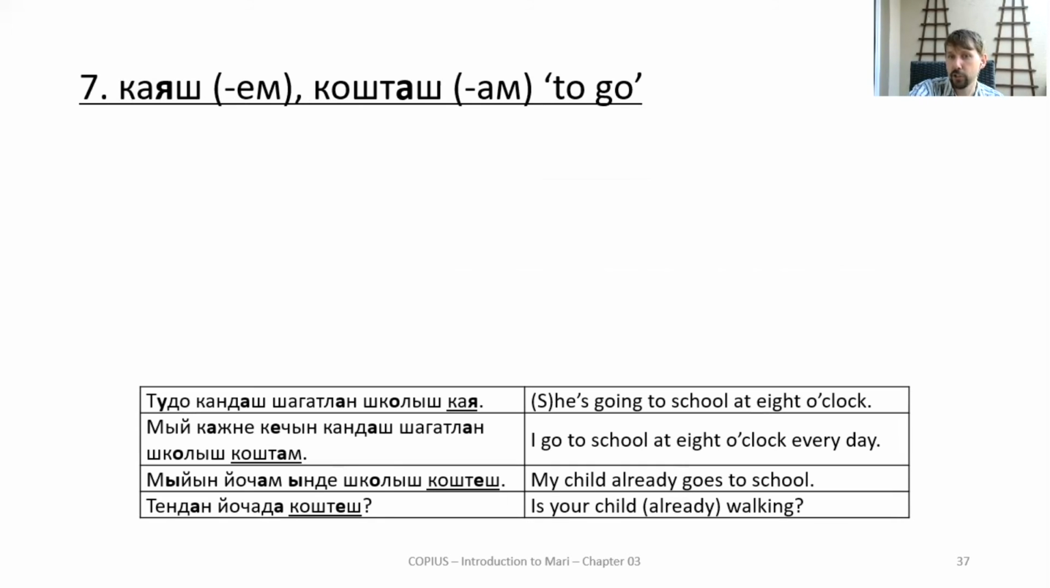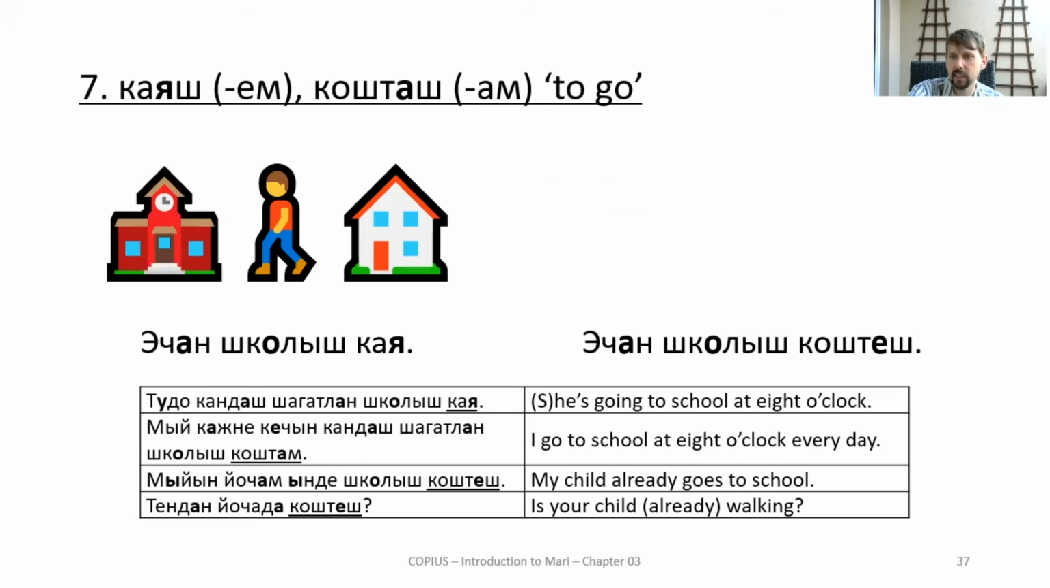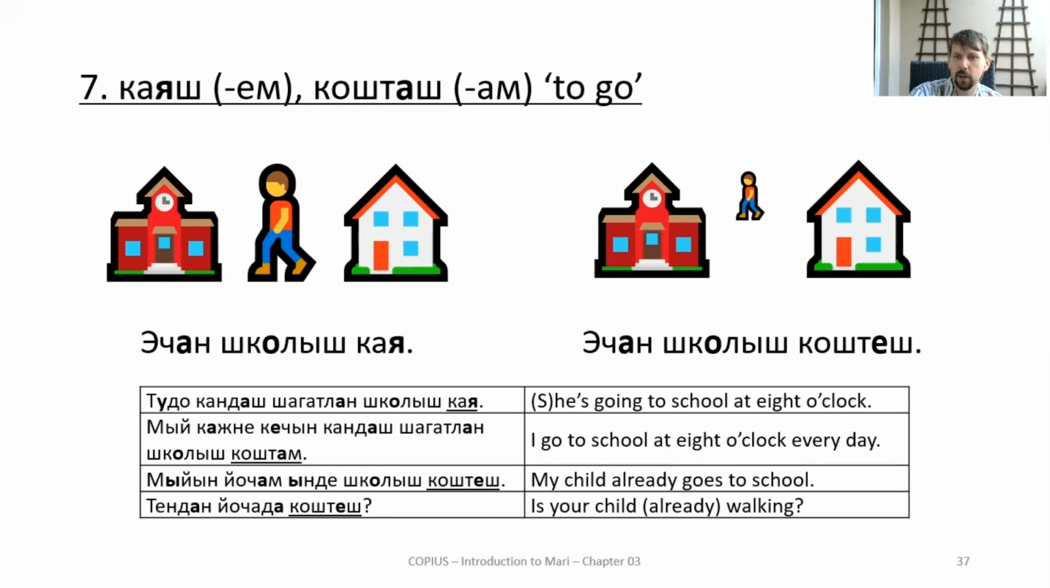We look at kayash, koshtash, to go. Both of these verbs mean to go, but while kaya denotes a unidirectional movement going from X to Y, koshtash denotes going somewhere and coming back, like going somewhere regularly, habitually. Many languages of the region have such distinctions in some shape or form, be they Finnish or Russian, or Hungarian also has such a distinction.